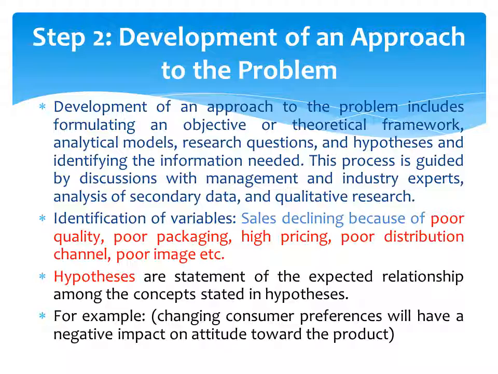This process is guided by discussions with management and industry experts, analysis of secondary data, and qualitative research. We can make this identification of the variables like the sales declining because of poor quality, poor packaging, high pricing, poor distribution channels, poor image, and etc. Then the problem should be defined well and then we develop an approach to this problem.